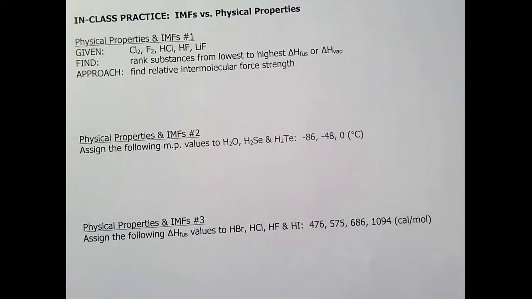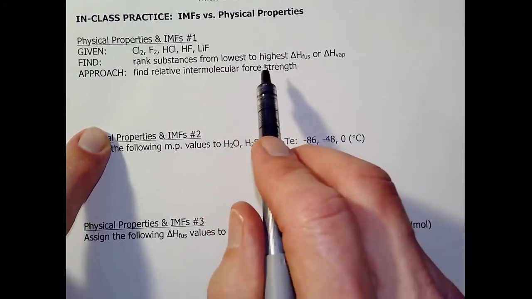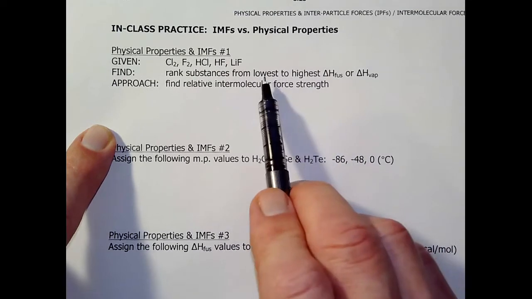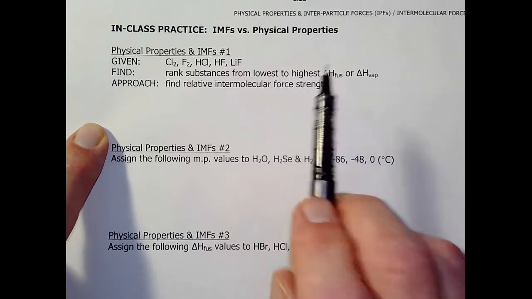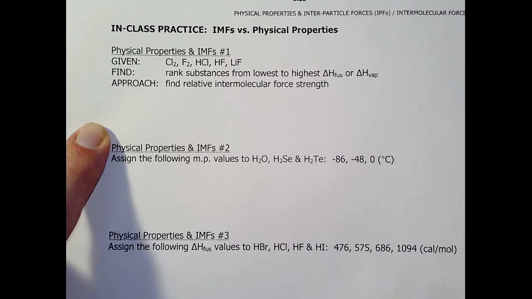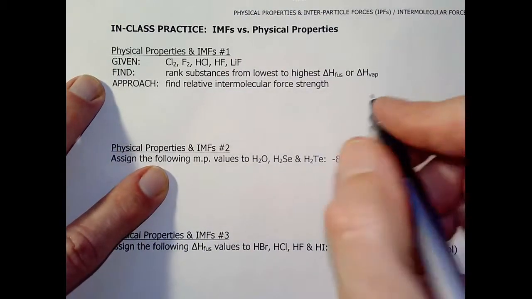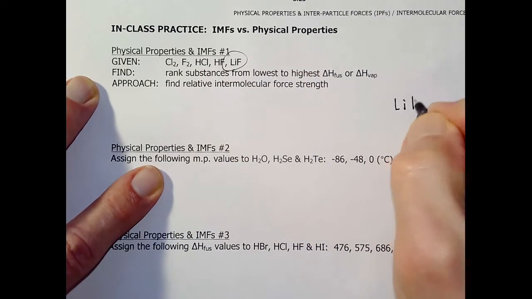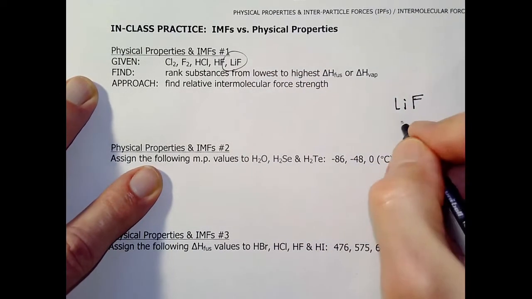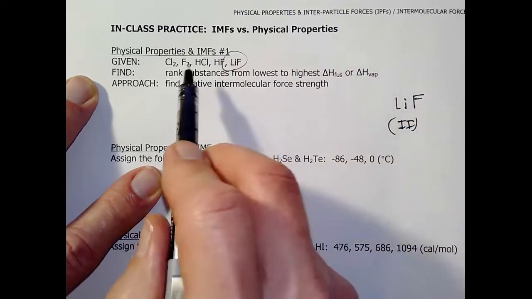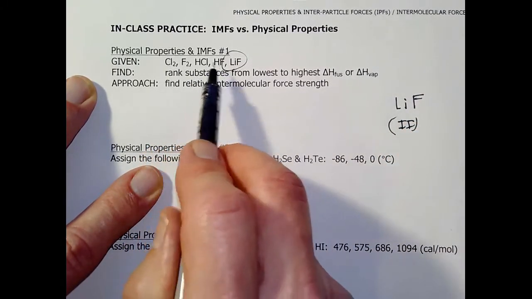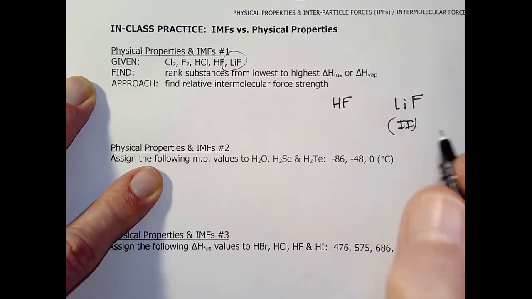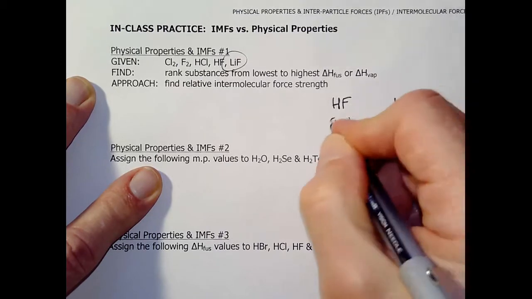Okay. Lowest to highest. So weakest intermolecular forces to strongest intermolecular forces. Now I'm going to do this. I'm going to pick out that. Lithium fluoride. Ion. Then I look through here. Chlorine, fluorine, HCl, HF. Oh, HF. Why? Stop and think about that. Hydrogen bonding.